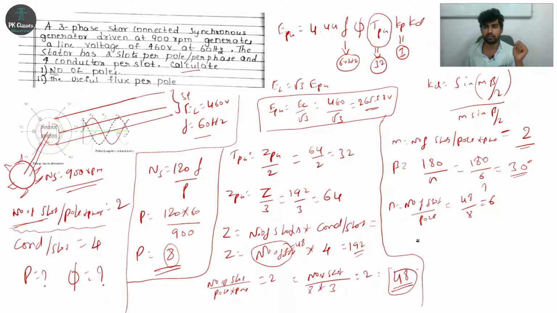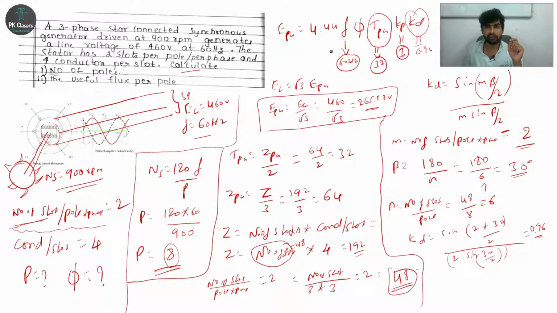Now substitute: Kd is equal to sin(mβ/2) divided by m sin(β/2). m is 2, β is 30, so it is sin(2 × 30/2) divided by 2 into sin(30/2). Just use the calculator properly. You will get 0.96. Okay, so we got Kd is equal to 0.96.